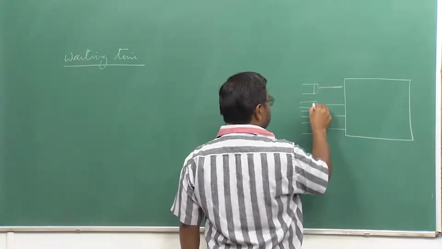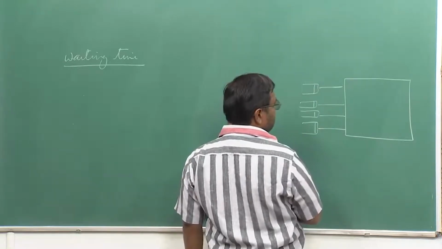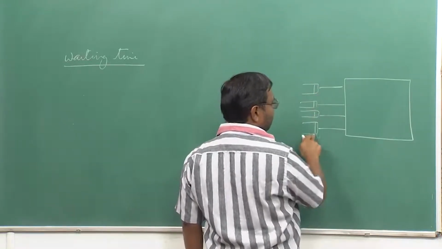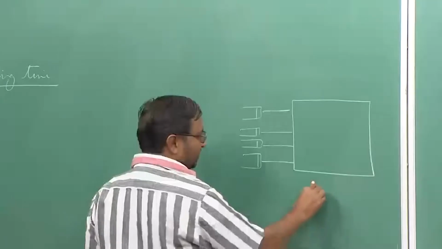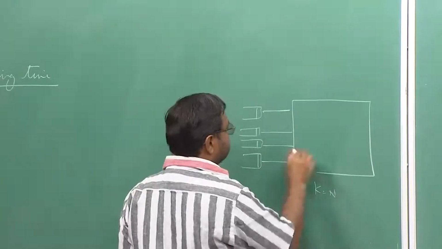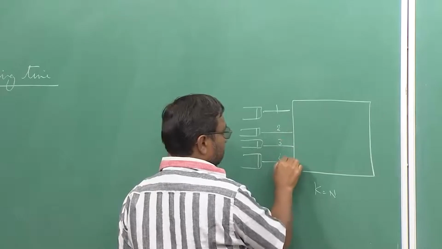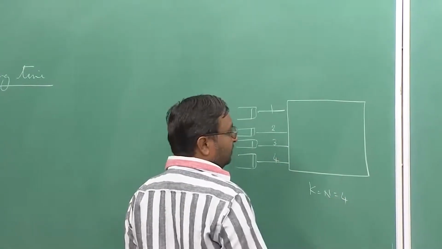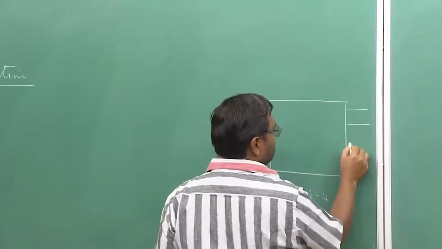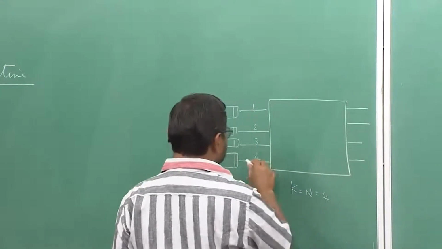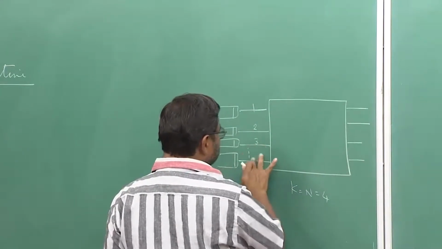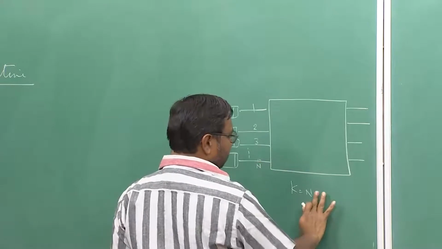So, the packets are coming here, but there can be only one packet at any point of time, and my speed up factor I have taken to be n. So, in this case it will be 4, because n is equal to 4 in this case. In general, if they are large numbers, then this will be n.